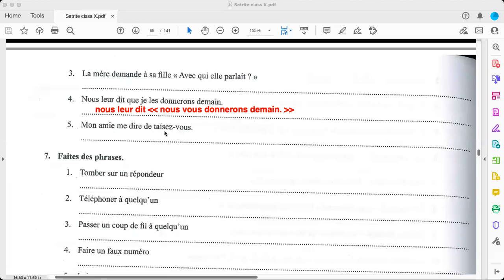Mon ami me dire de taisez-vous. Mon ami me dire. After de, there is always the infinitive form. There is a mistake in the book itself. Mon ami me dit. Dit. We will conjugate this. Taisez-vous.